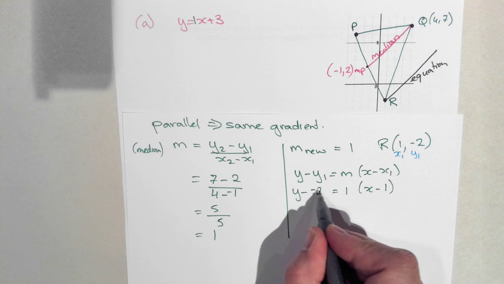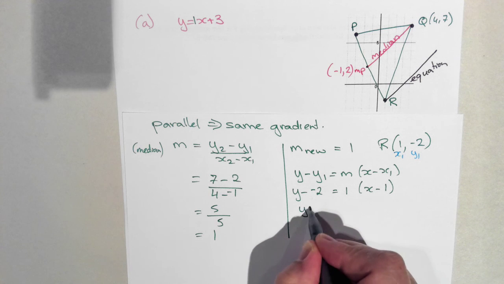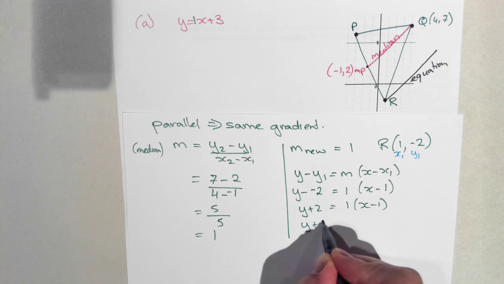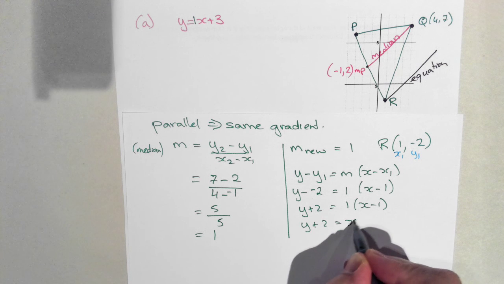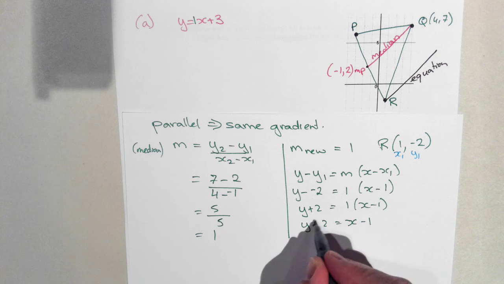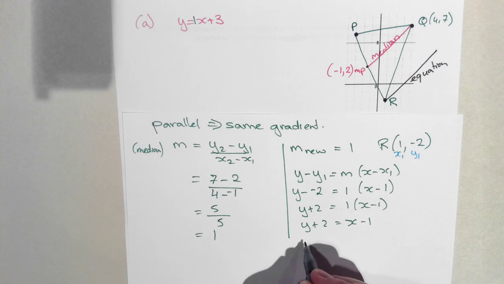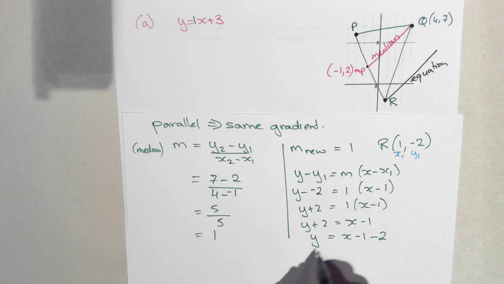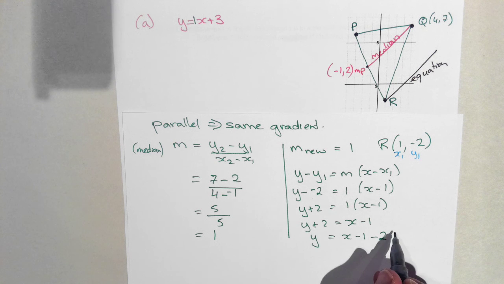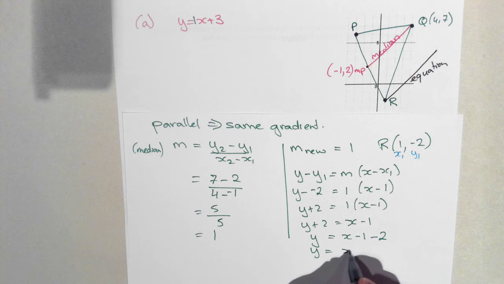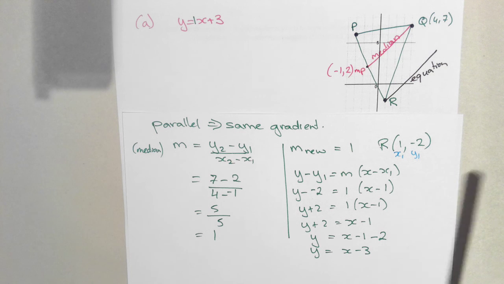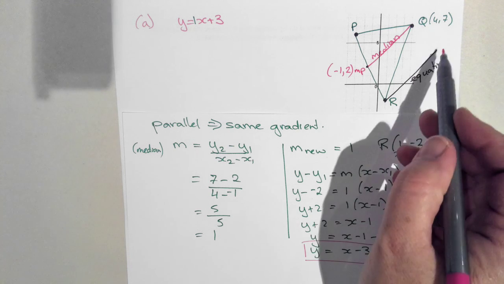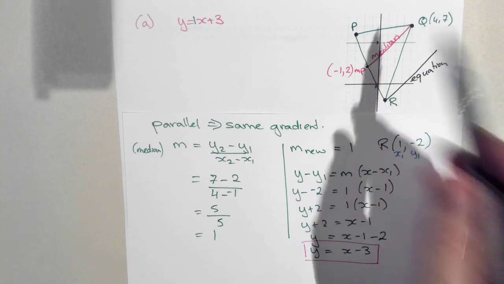So y take away -2, taking away a negative is positive, so y plus 2 equals 1 bracket x minus 1. Expanding out this bracket, multiplying by 1 gives us x take away 1, and now I'm going to take that 2 to the other side of the equation, so I get y equals x take away 1 take away 2. So it was a plus 2, so it becomes a -2. So y equals x take away 3. And that is the equation for this line here that is parallel to the median.